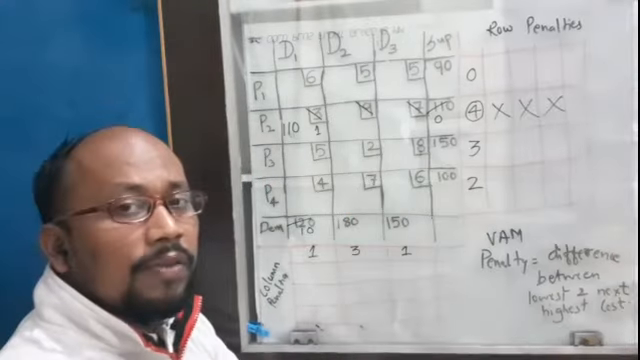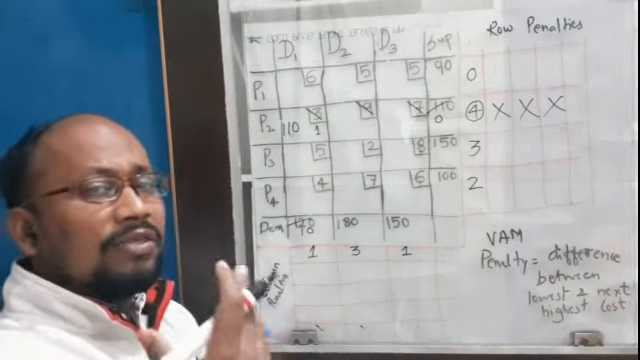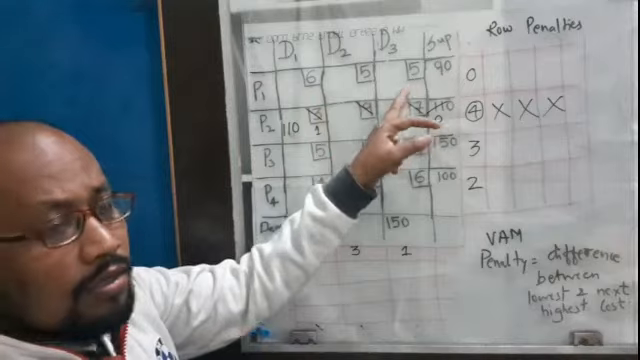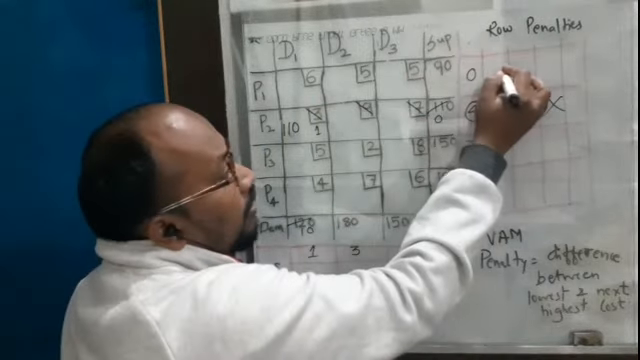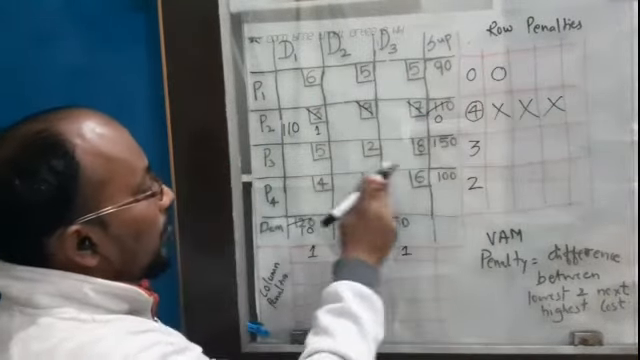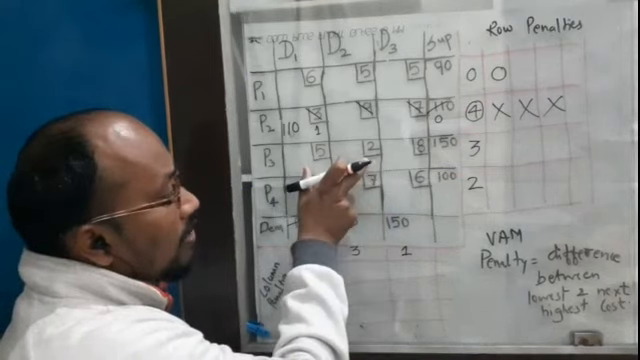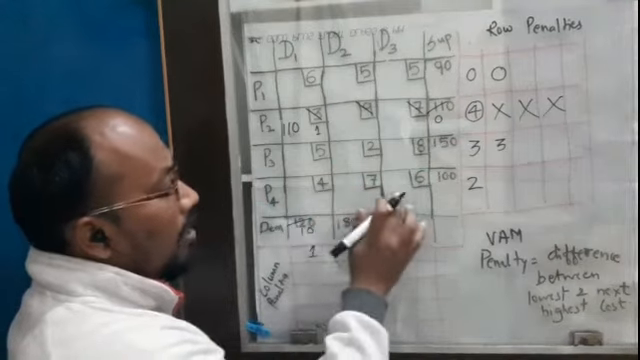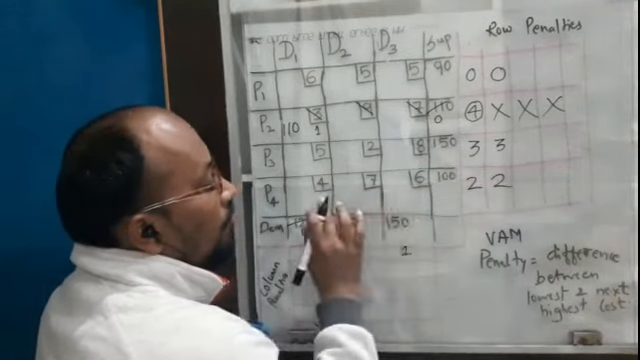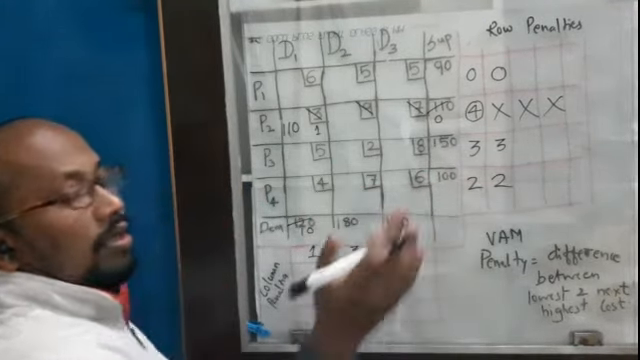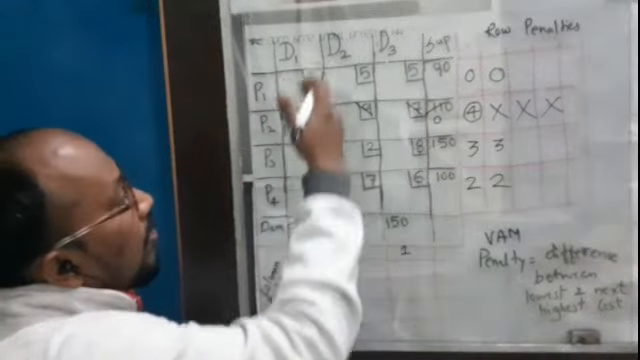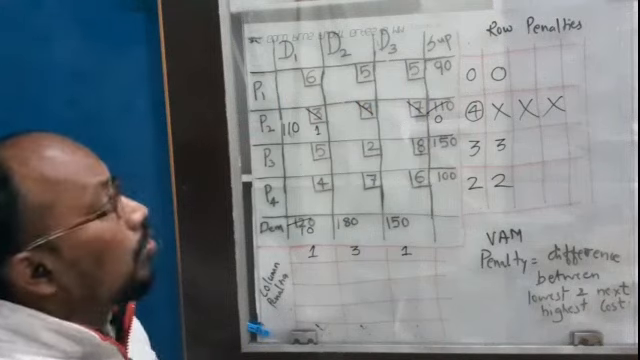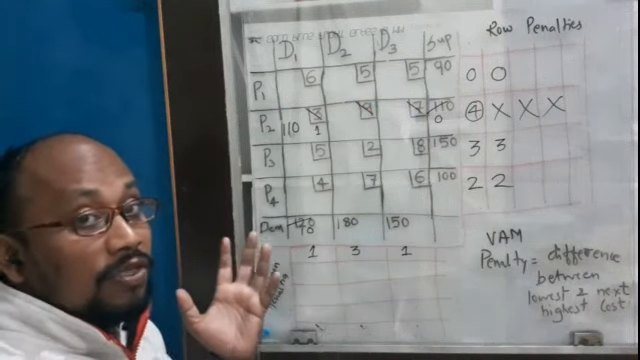Again, we have to calculate the penalties. We have to do this at least 4 to 5 times. For P1 there is no change in the cost, so the penalty will remain the same. For P3, lowest is 2, next highest is 5, the difference is 3, the penalty remains the same. For P4 the penalty remains the same, 6 minus 4, 2. But for D1, D2, D3, one cost has been eliminated, so the penalty can change.